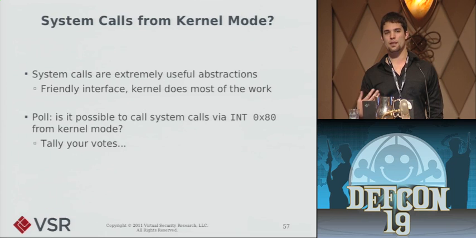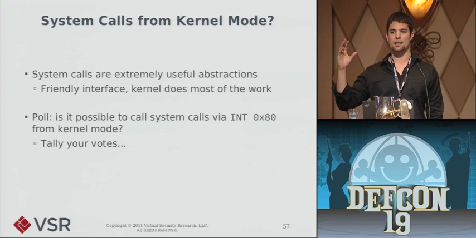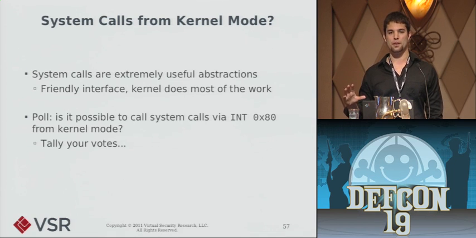I mean, logically, it doesn't really seem to make sense, because a system call is designed to be an interface that user applications can call to request services from the kernel. So what happens when you make a system call via int80 from kernel mode?